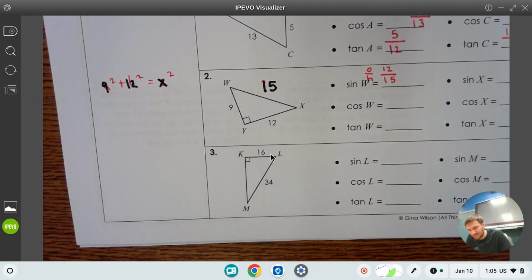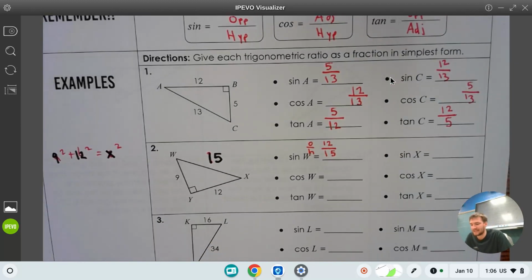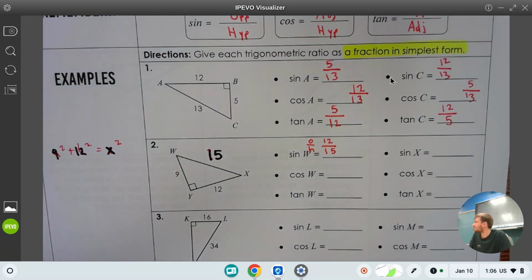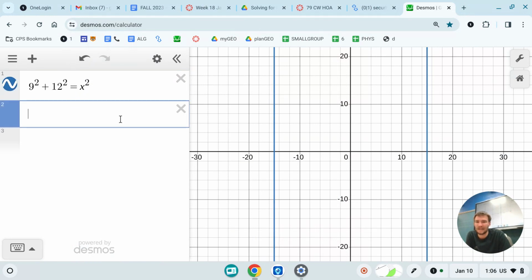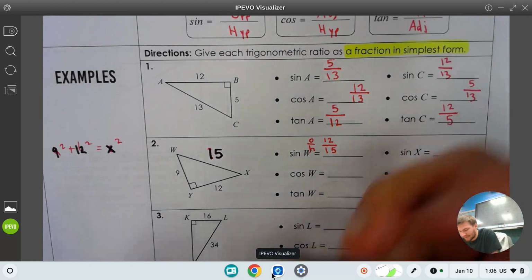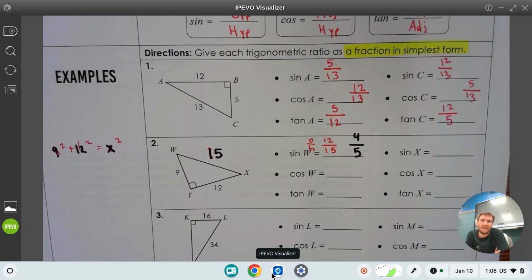We've already had to do 2 steps. 12 over 15 is not simple enough. If you notice the directions here, it says give each trigonometric ratio as a fraction in simplest form. So we're going to need to take this 12 over 15 and go into Desmos. 12 over 15, it's going to be a fraction. 4 over 5. So the best answer here is going to be the fraction 4 over 5. That is our simplest trigonometric ratio.